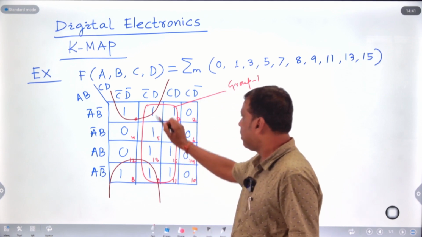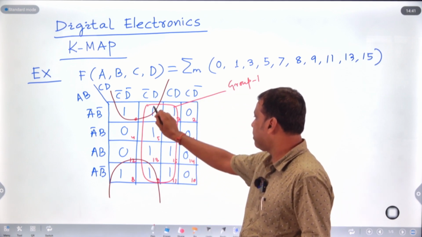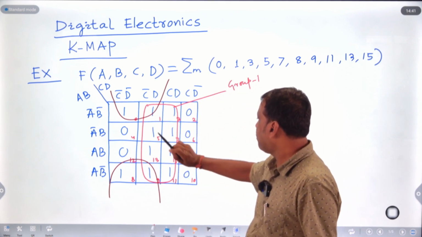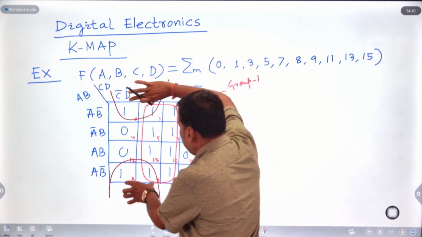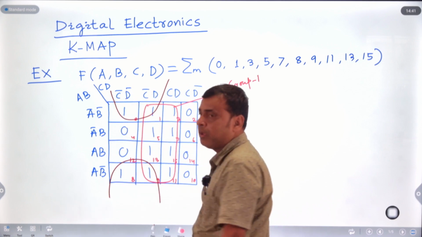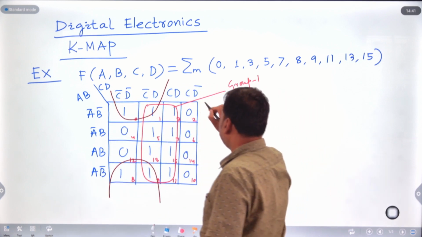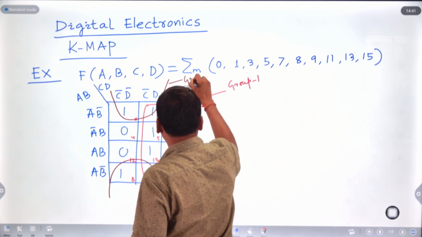Since these two 1s have already been engaged in group 1, no problem. So this one can be combined with these two 1s to form a quad. So that is your group 1, and this is your group 2.